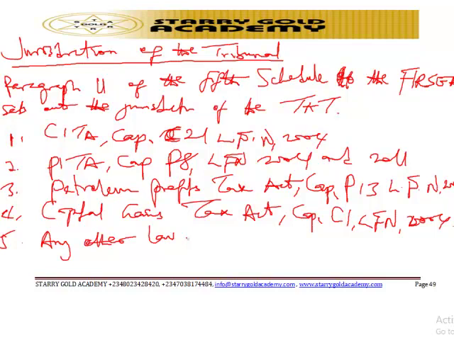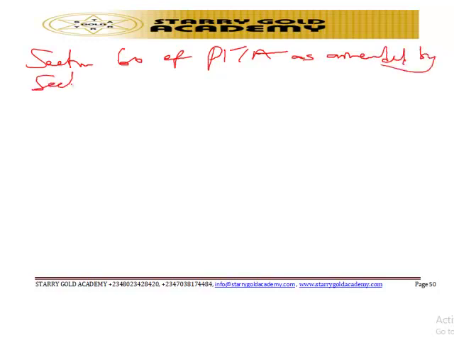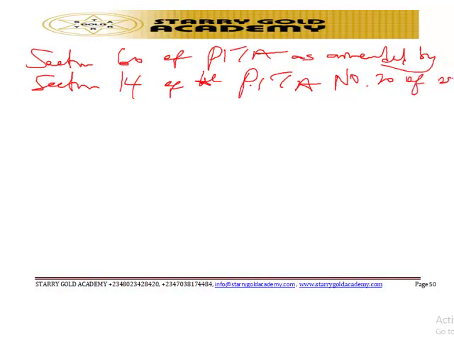So, confirming the jurisdictional power of the tribunal regarding the administration of the Personal Income Tax Act, section 60 of the Personal Income Tax Act, as amended by section 14 of the Personal Income Tax Act, number 20 of 2011, provides that the Tax Appeal Tribunal established pursuant to section 59 of the Federal Inland Revenue Service Establishment Act 2007 shall have the power to entertain all cases arising from the operation of this Act.